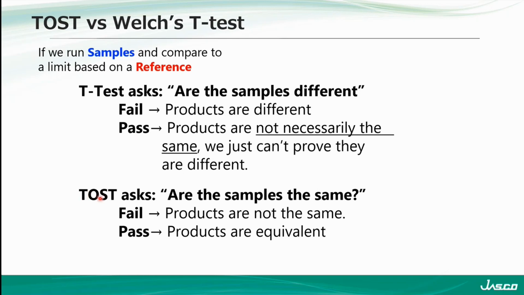Now, with a two one-sided t-test, or the TOST, this is actually asking the question, are the samples the same, right? So if it fails the TOST, basically that means your products are not the same, right? So they're different materials. But in the case of a pass, it's not that the products are quote unquote not different. It is actually showing that the products are equivalent in this case. So the TOST method becomes much stronger statistical evidence that your material is the same.